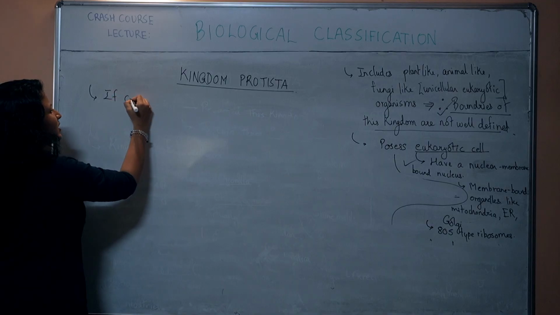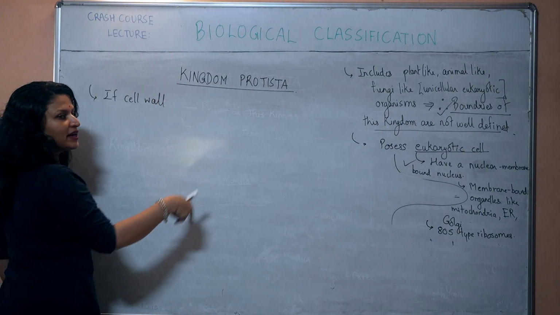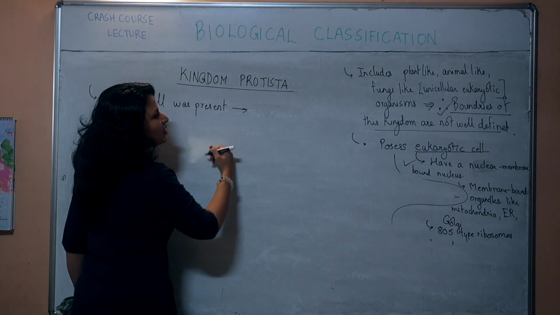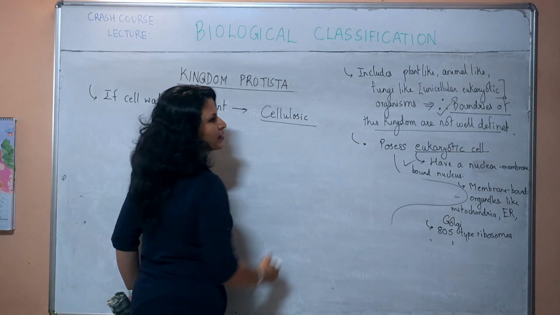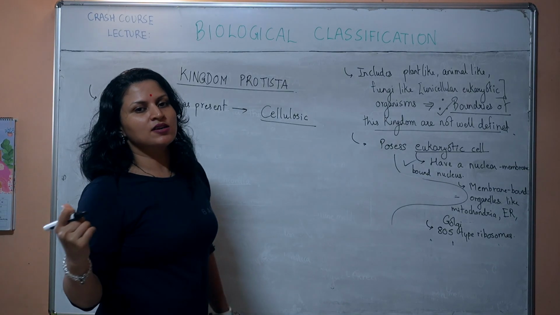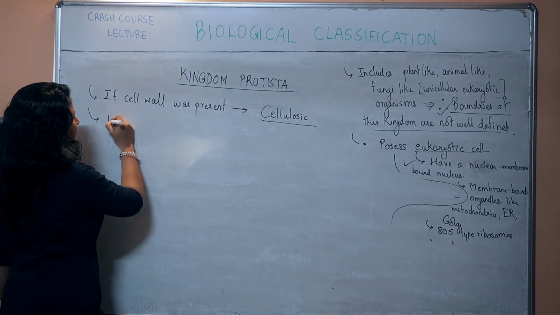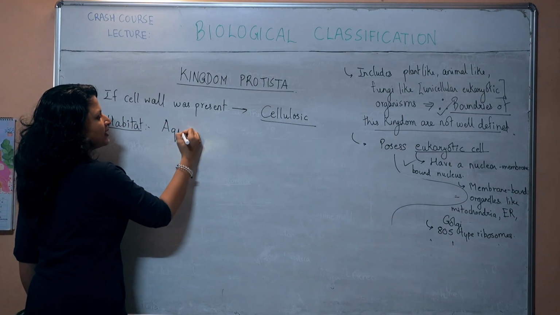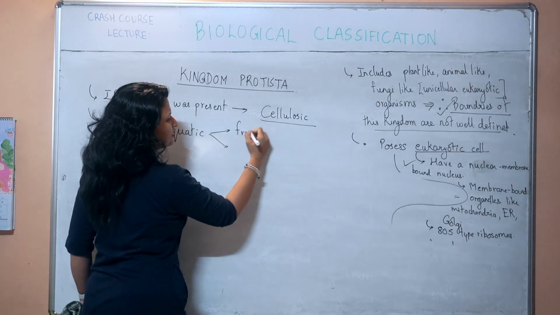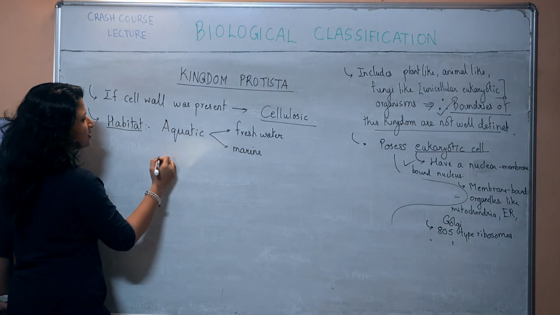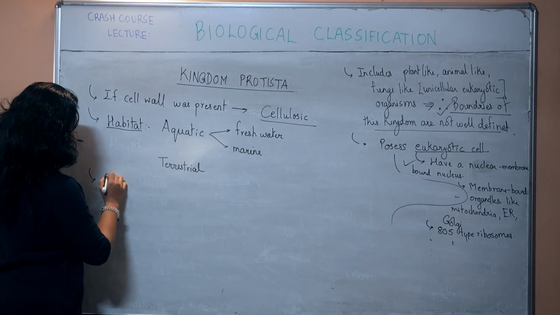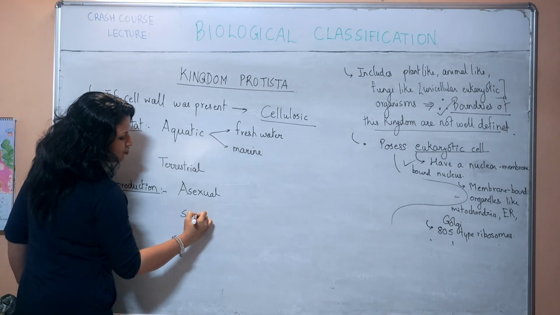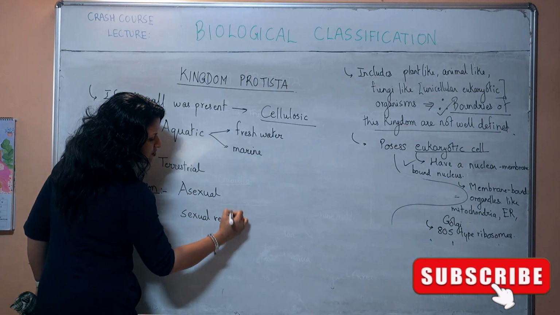Next point. If a cell wall is present, which will be in the plant-like forms, it would be made up of cellulose, not peptidoglycan as in the prokaryotic cell. Next, habitat. Where do the protists live? Aquatic, primarily, both freshwater and marine forms, and some forms are terrestrial. Next, reproduction. Both asexual as well as sexual reproduction methods are found.